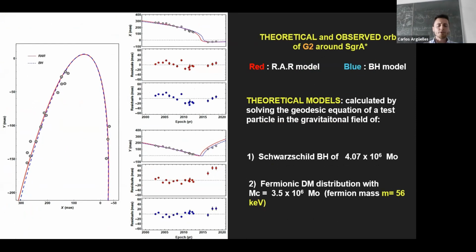Now, more intriguing is the case of the G2 object, because of course the G2 object has an orbit which is larger in size. The period for S2 is around 16 years, while for G2 it is quite larger, and therefore it cannot complete an orbit yet. So here is the data, and we again calculate the geodesic equation of a test particle in the gravitational field of a Schwarzschild black hole and of the dark matter.